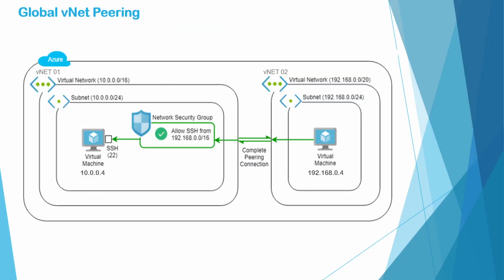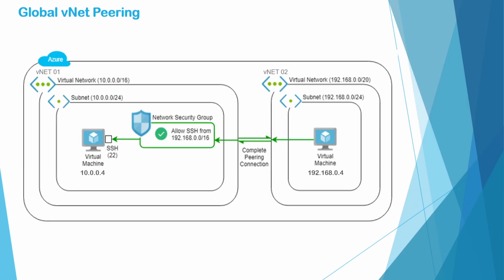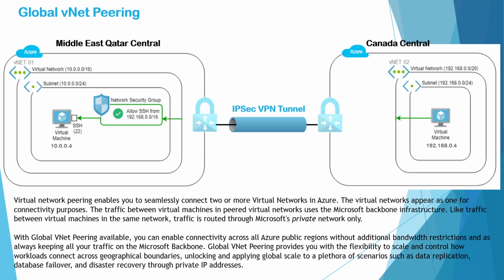So this is the global vNet peering example. Not this one. Yeah, this one is global. Sorry, I just need to rename it. This is basically regional vNet peering. So this is global vNet peering.